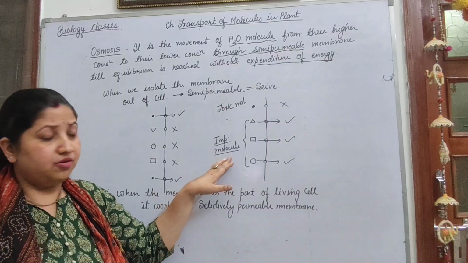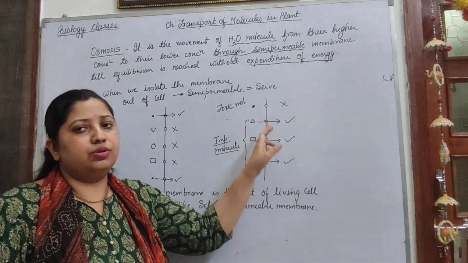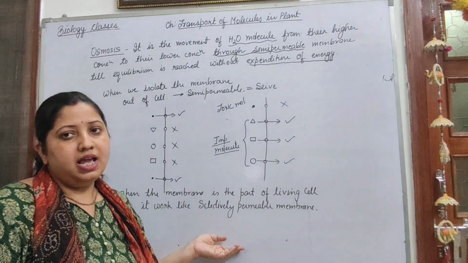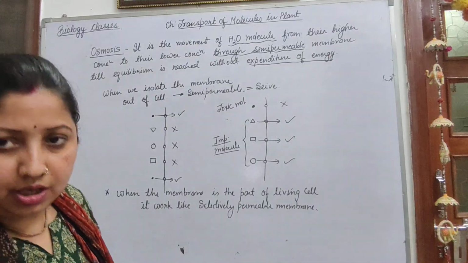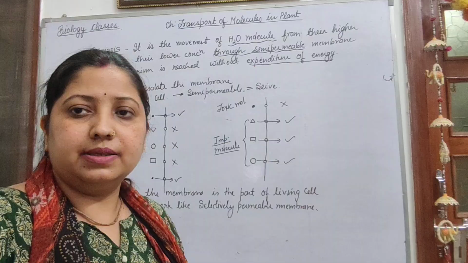But if it is important for the cell, this membrane allows this molecule to cross through it. Okay. So this is the basic difference between semi-permeable and selectively permeable. So let us understand the process of osmosis with some examples.